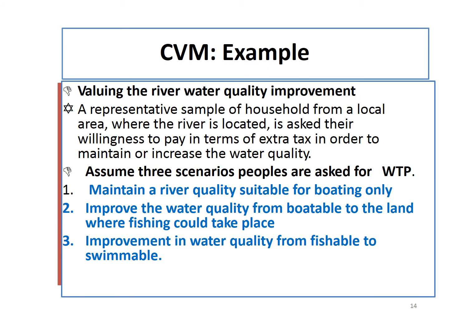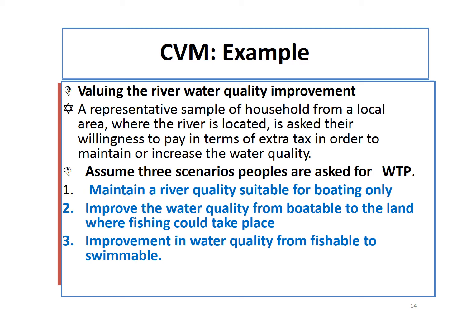Let us take an example for this: valuing river water quality improvement using the CVM. What you do is ask a representative sample of households from the local area where the river is located their willingness to pay in terms of extra tax in order to maintain or increase the water quality.